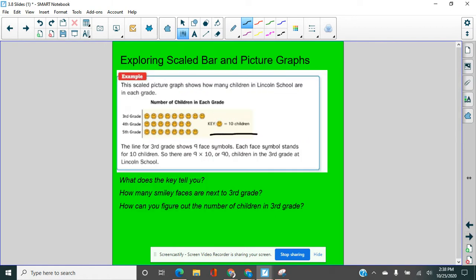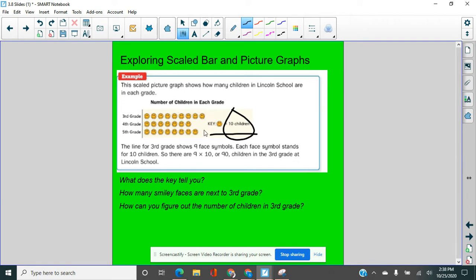Look at this right here. Every time you see a picture of a smiley face, how many children is it worth in this graph? It is worth 10 children, right? So each one of these smiley faces stands for 10 children. So if I want to count for third grade, I'm going to count by tens because of the key. So 10, 20, 30, 40, 50, 60, 70, 80, 90. There are 90 third graders, right? The title here is number of children in each grade.